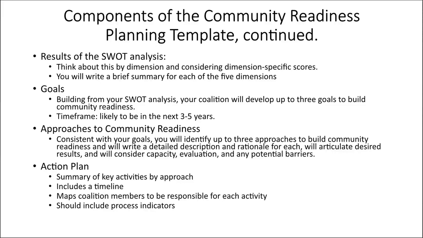And that final part of your plan to build community readiness is what we call the action plan. You're going to take each of the approaches you've identified and essentially build out key activities under it. This action plan is really going to function as a work plan. It'll include a timeline for each of those activities. It will match coalition members with each activity so that you have a point of contact and someone responsible. And we'll ask you to include some process indicators, just tracking what's been done, what activities have been completed.